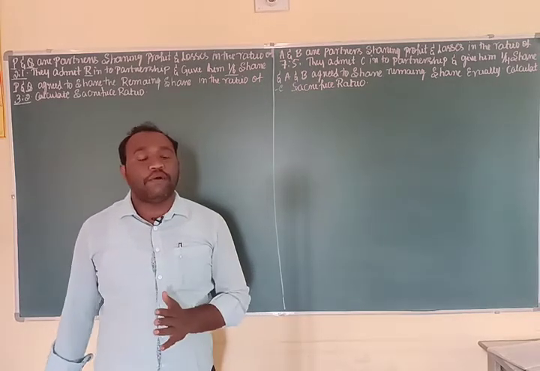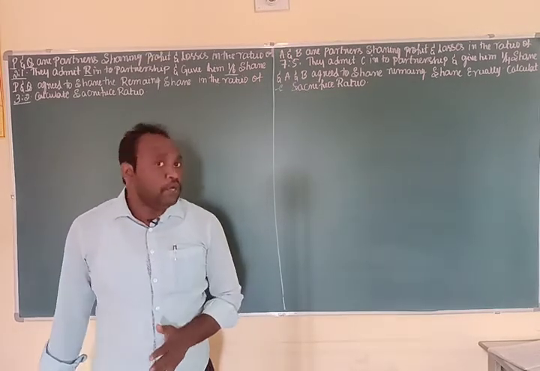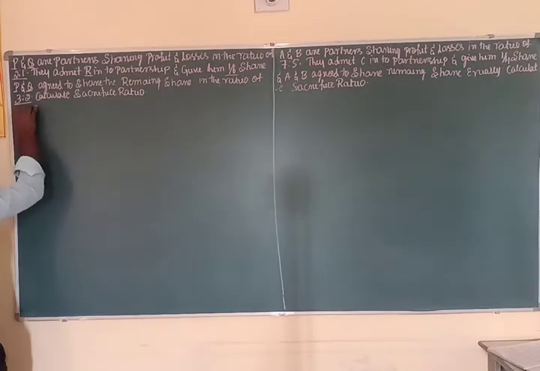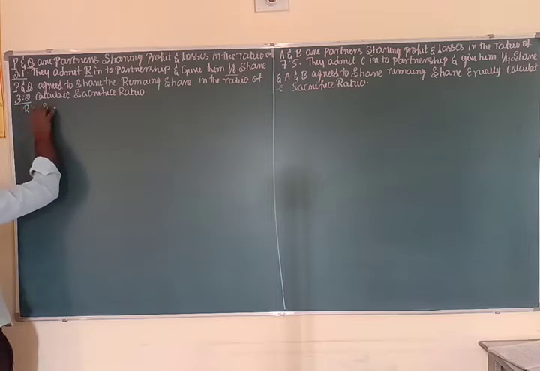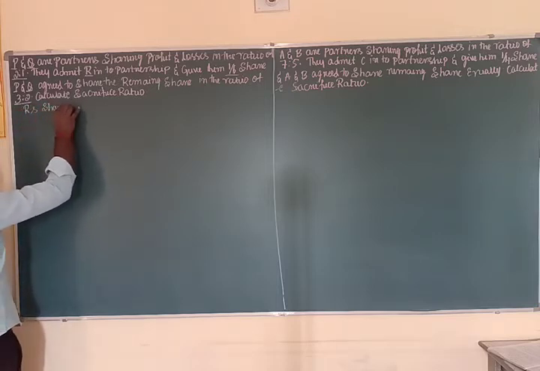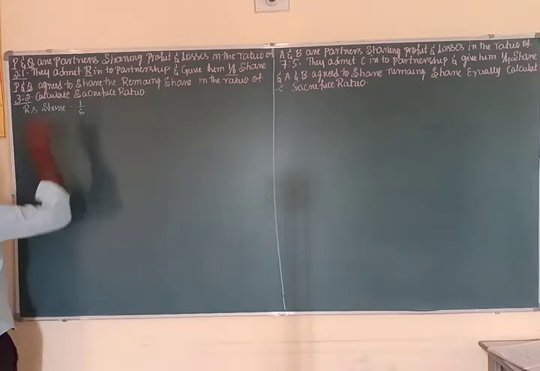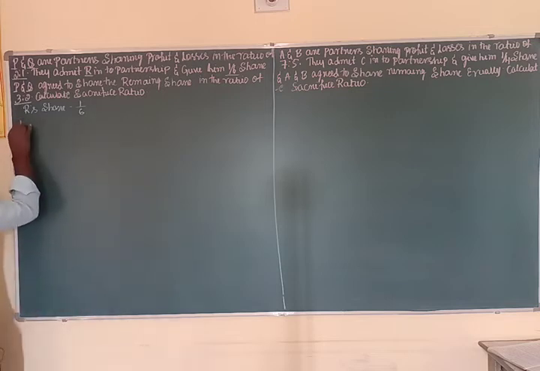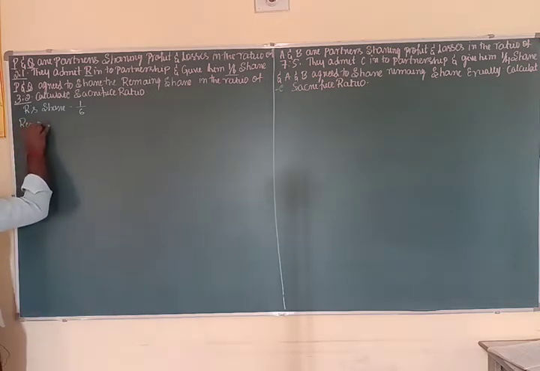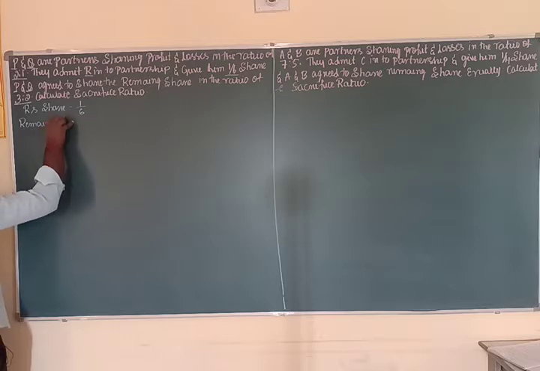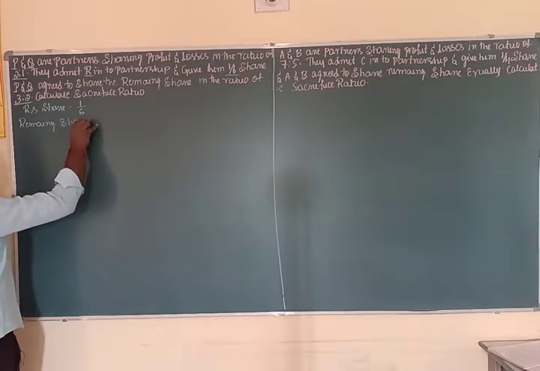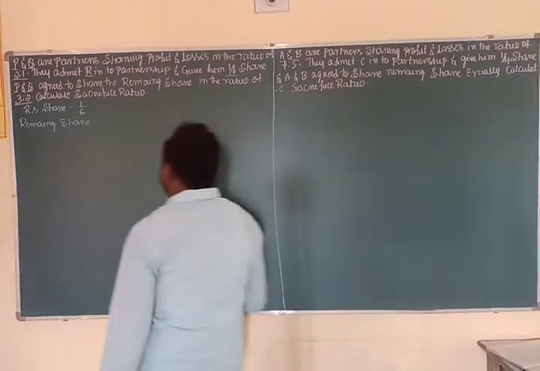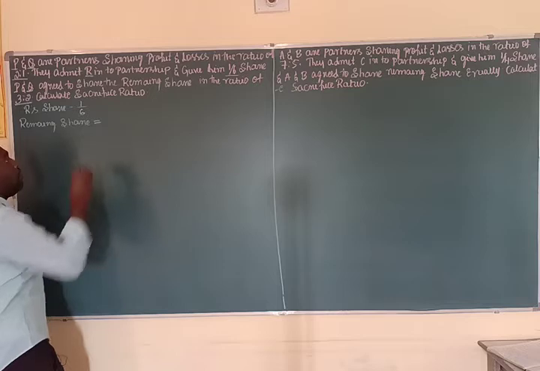Here we calculate the remaining share on the basis of the new partner's share. Who is the new partner? R. How much share are they giving R? 1/6. Here we should give R the share of 1/6. Next we should find out the remaining share, which is calculated on the basis of R's share.